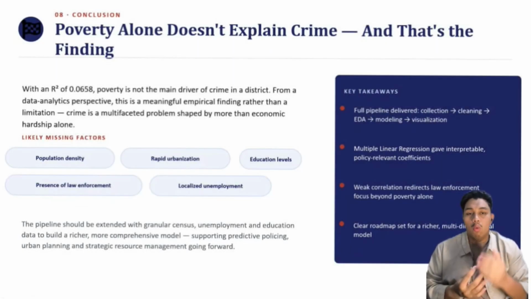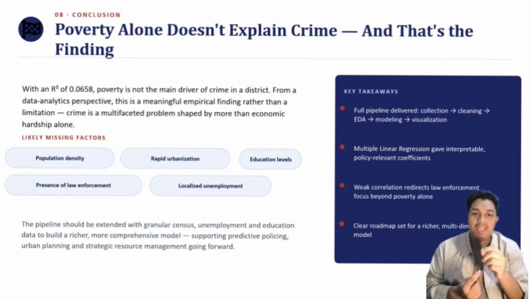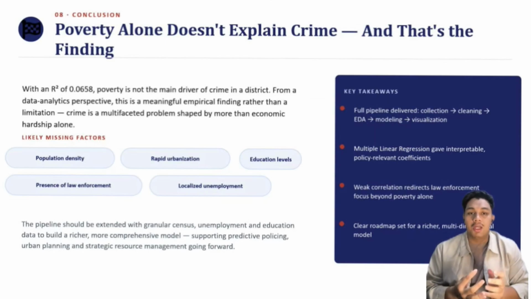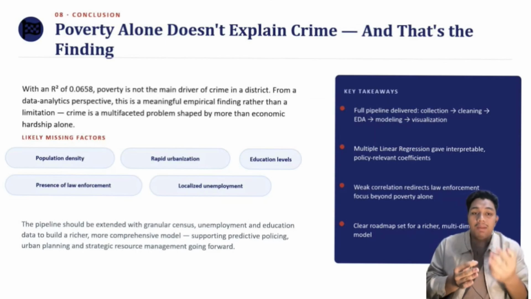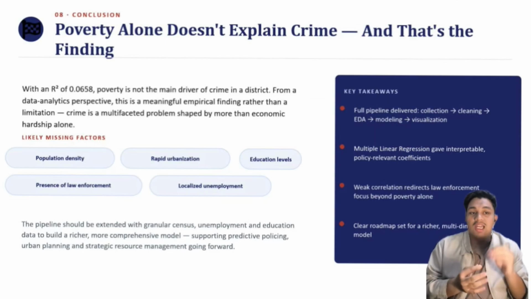So in conclusion, what does all this mean? With the R-squared at only 0.0658, we can conclude that poverty is not the main driver of crime in a district. And more importantly, we don't see this as a limitation of our project. From a data analytics perspective, these are actually meaningful findings. This tells us that crime is a multifaceted problem shaped by much more than just economic hardship. There are likely other important factors we didn't capture in this dataset.